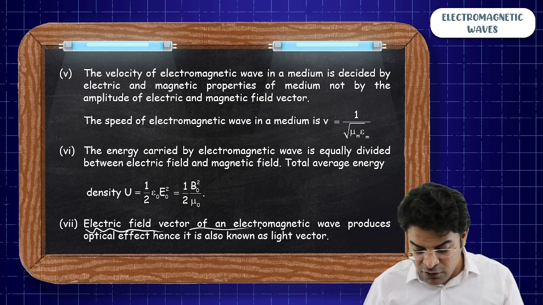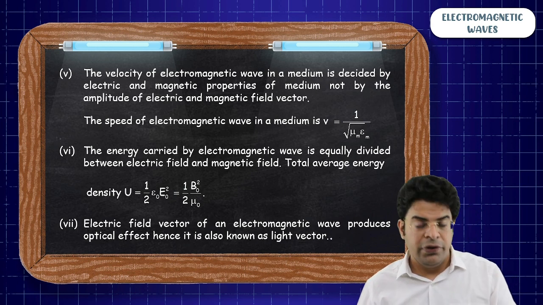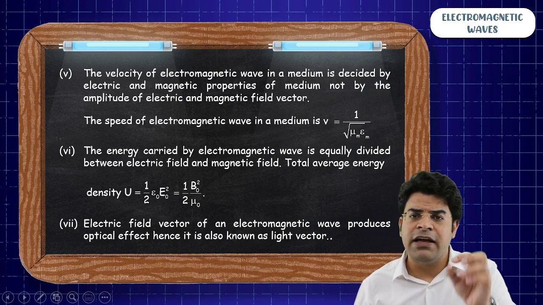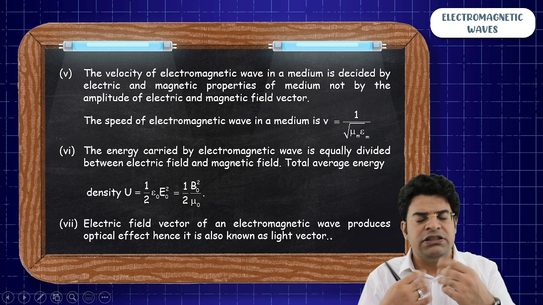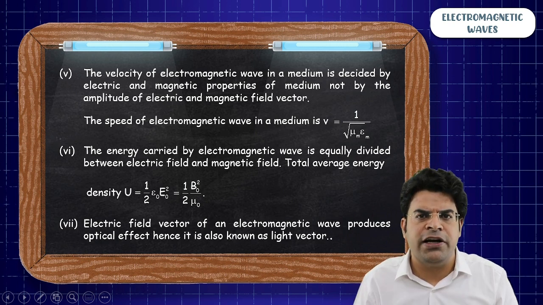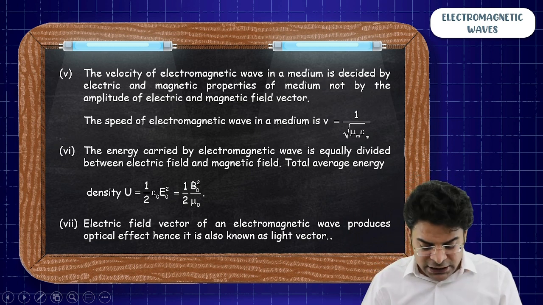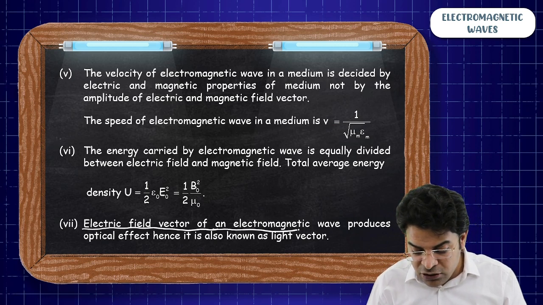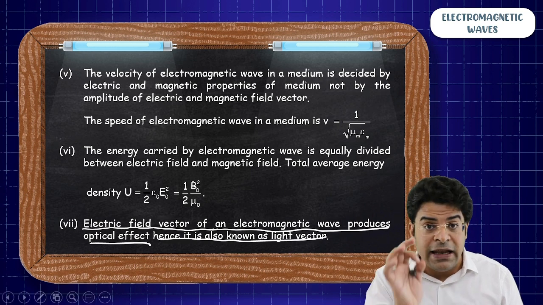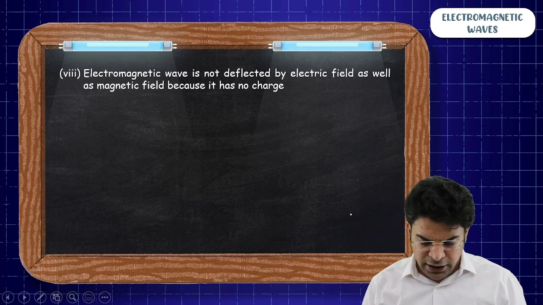Electric field vector of an EM wave produces optical effect, hence also called light vector. This is a famous question. We know that electromagnetic wave can be expressed both as variation of electric field as well as magnetic field. Our eye detects the variation of electric field or the variation of magnetic field. So the answer is our eye detects the variation of electric field vector. That's why the electric field vector of an electromagnetic wave produces the optical effect. Hence it is known as the light vector. So let's continue ahead.